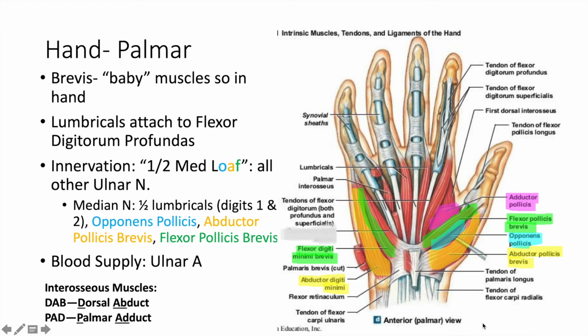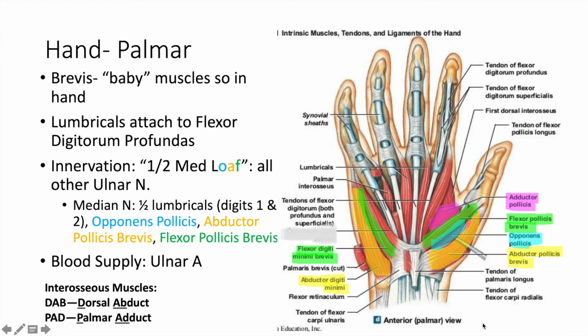And then our innervation is going to be 1/2 med loaf. All others are ulnar nerve. So I put med in there because I need to remember that that is the median nerve as opposed to the ulnar nerve. And also I think it sounds like a meatloaf. So 1/2, so half of the lumbrical, so that's digits 1 and 2, that's the L. The O is my opponens pollicis. The A is abductor pollicis brevis, and then the F is flexor pollicis brevis.